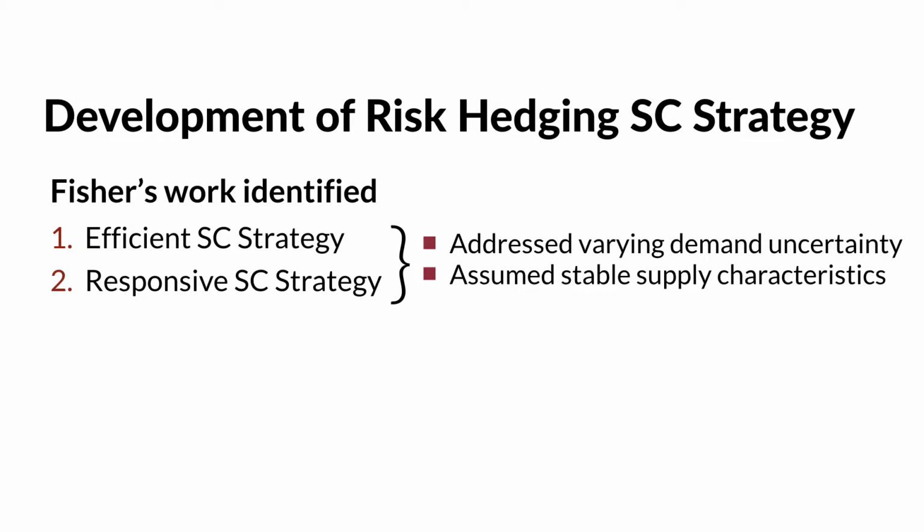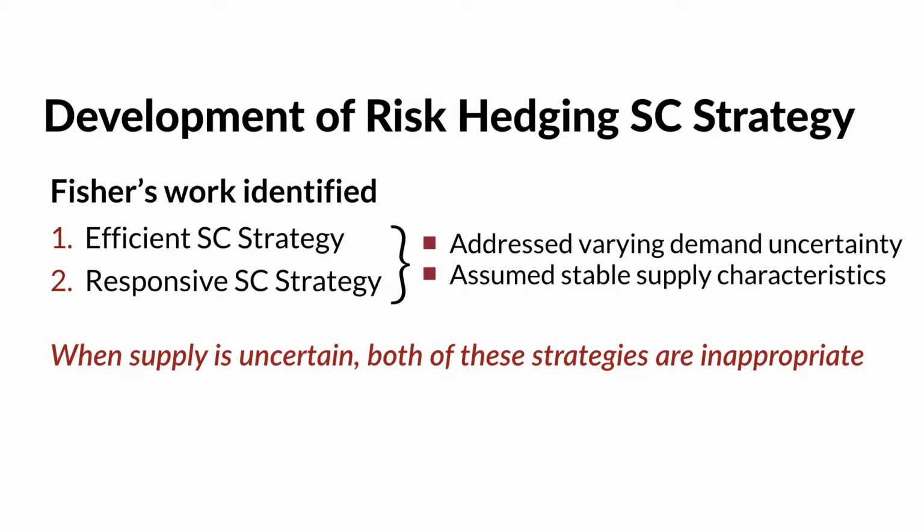Although that assumption holds true in many contexts, there are also times when supply is erratic, unpredictable, or uncertain. When supply is uncertain, efficient and responsive supply chain strategies are inappropriate. When supply is uncertain, making assumptions based on supply stability can lead to problems.